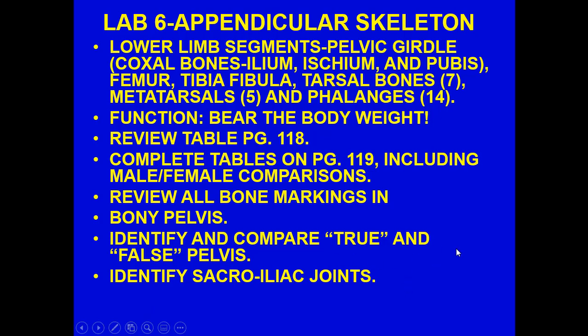We're going to start down in the lower segment. This is the pelvic girdle, which consists of coxal bones, ilium, ischium, and pubis. As I've mentioned before, as you go into the legs, you're going to see the femur, tibia, fibula, tarsal bones, which there are 7, metatarsals, there are 5, and phalanges, there are 14.